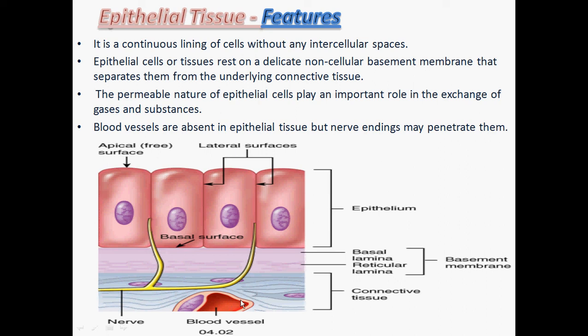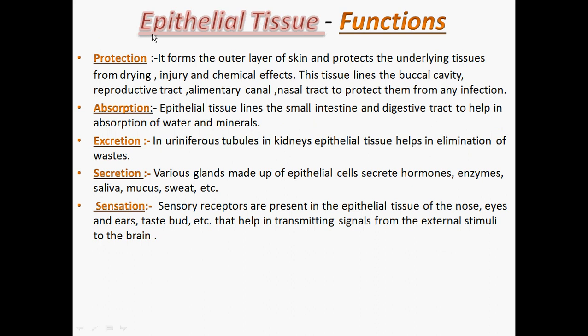And the blood vessels are absent in the epithelial tissues, but the nerve endings, as you can see in the figure, are trying to penetrate inside the cells of the epithelial tissue. This is the basic structure of the epithelial tissue. It lies above the basement membrane, a delicate non-cellular basement membrane, above which the epithelial tissue cells are lying, and below that is connective tissue. From this we can understand that epithelial tissue is also useful in protecting the underlying tissues. Now students, there are some functions of the epithelial tissue which we should understand.